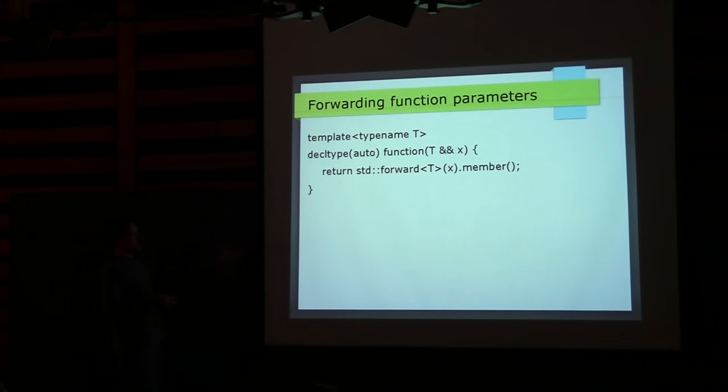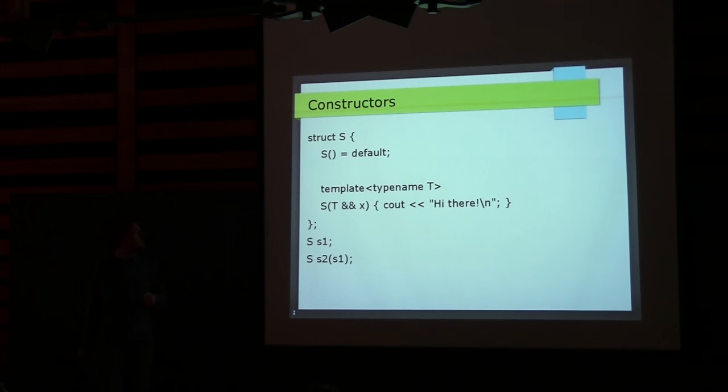Decltype auto means return exactly what member returns. If we said auto ref ref and member returned by value, we'd have a dangling reference. Decltype auto is for forwarding the result of a function call when you use it as a return statement, or as the return type, rather.